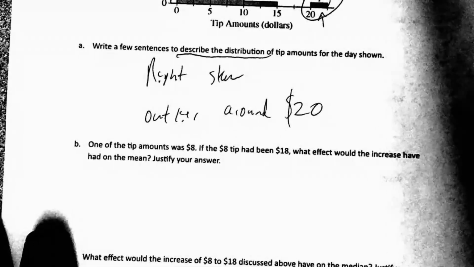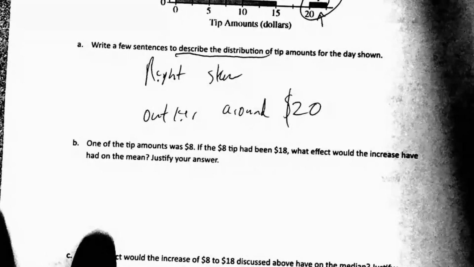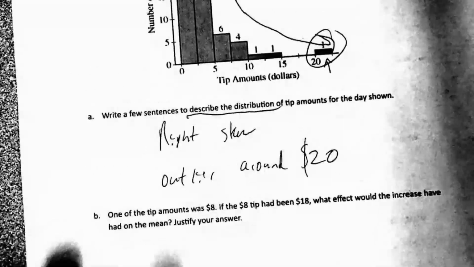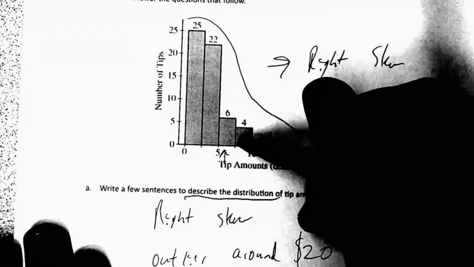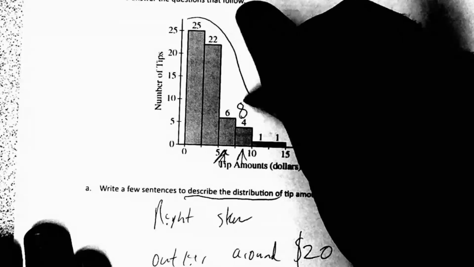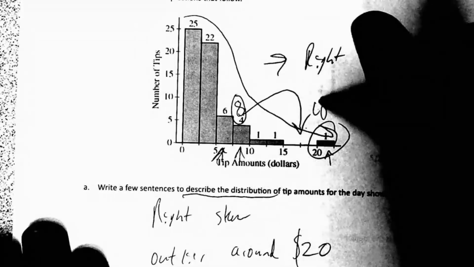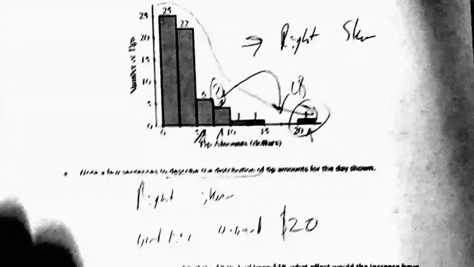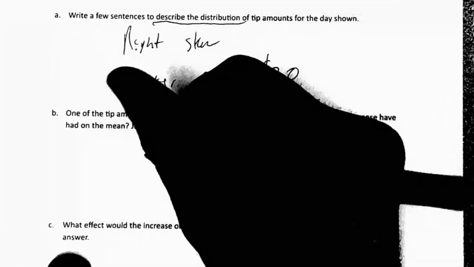If the $8 tip had been 18, what effect would this have had on the mean? So all this is saying is like this. This is like my $8 tip right here. You can imagine this is like an $8 tip. What if we change that to be an $18 tip? That's the question. So if we did that, what effect would the increase have on the mean?